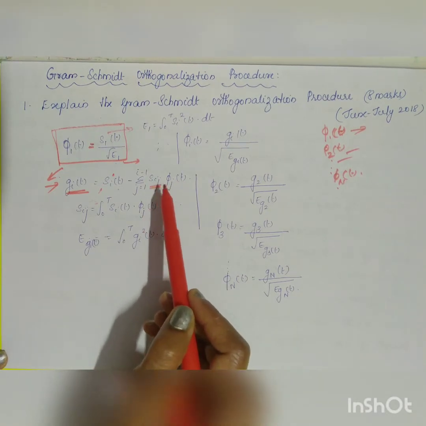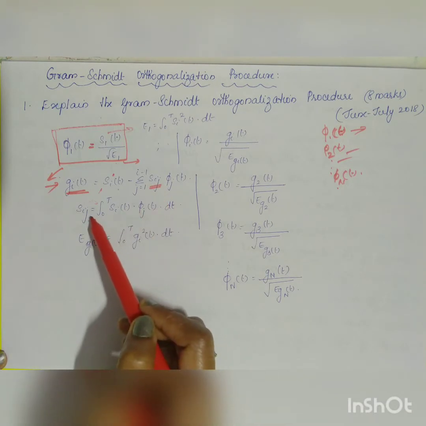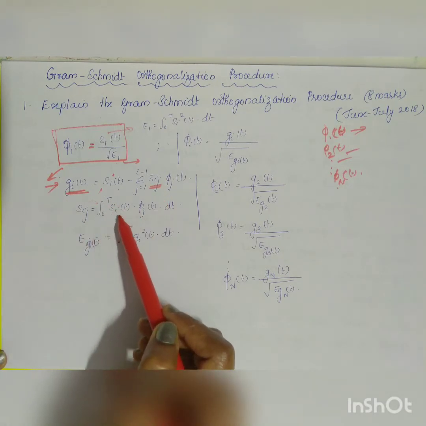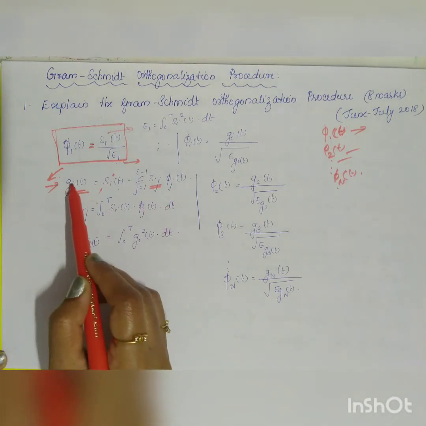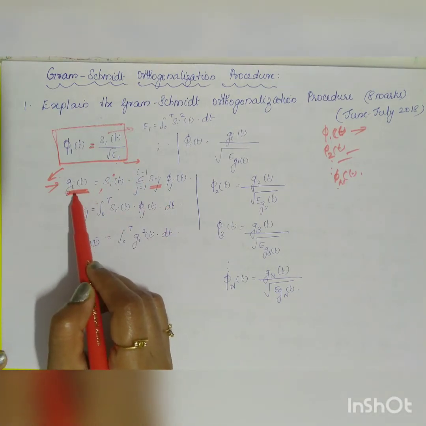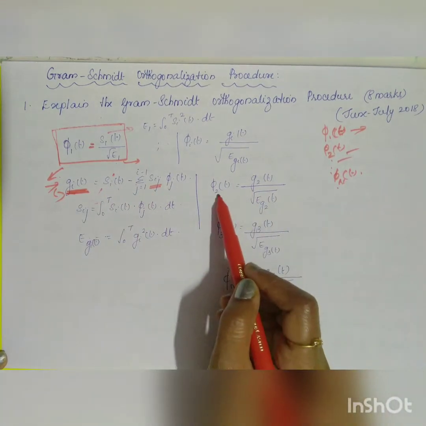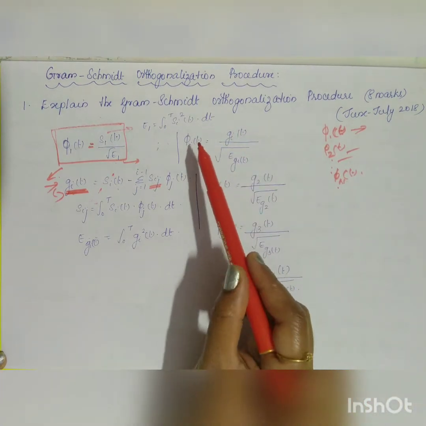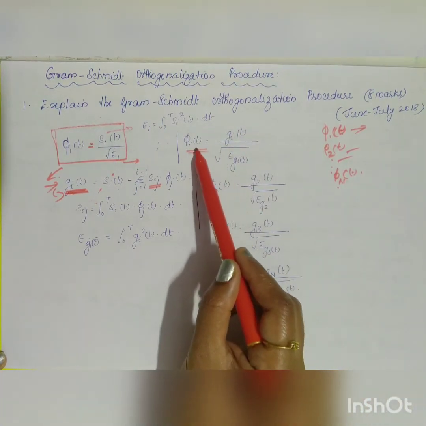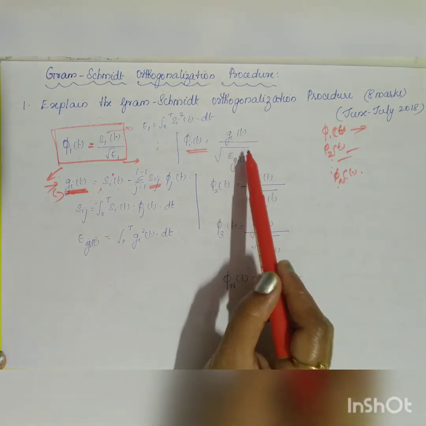So you know that in the geometrical representation you have already derived what is meant by Sij. The coefficient Sij is equal to the integral from 0 to T of Si of t into phi j of t dt. Now, by using this intermediate function, you are going to find the values of phi 2 of t, phi 3 of t, phi n of t, etc. In general, I can write that phi i of t is equal to gi of t divided by the root of the energy of that particular signal.